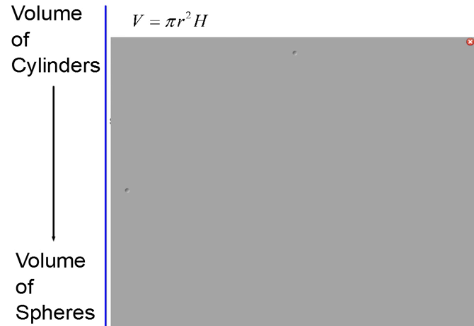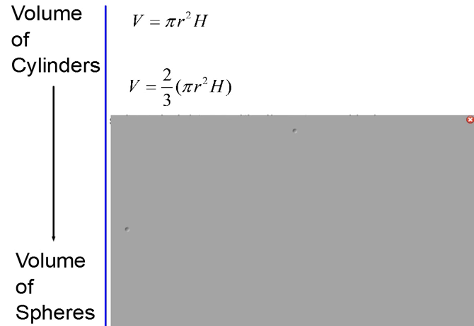So as you saw, there is a way to transition from cylinders into spheres when thinking about their volumes. The volume of a cylinder is pi r squared times height. But we saw in the video that the volume of a sphere is about 2/3 the volume of a cylinder. So I'm going to take 2/3 of that volume.